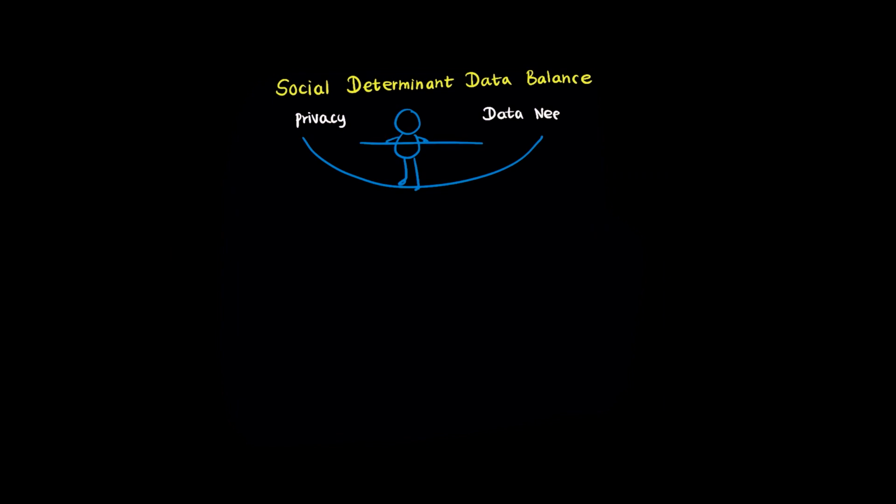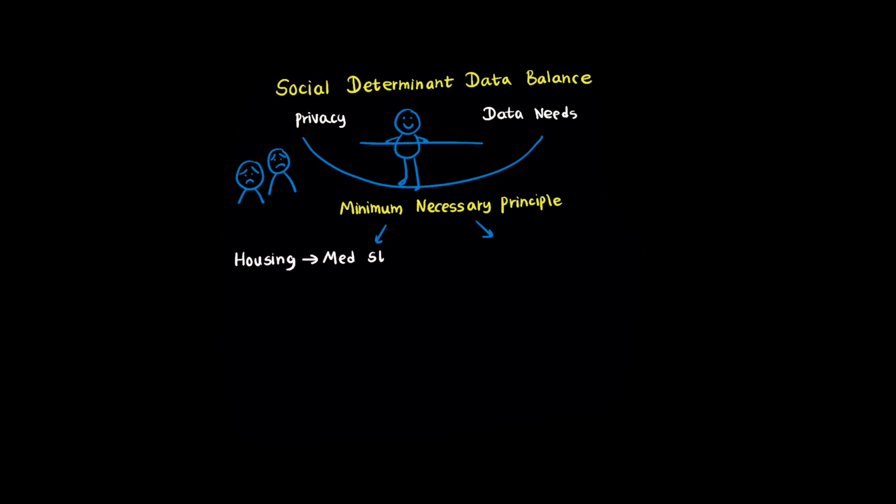Collecting social determinant data for population health walks a tightrope between comprehensiveness and privacy. Collecting everything possible violates privacy and discourages participation. No collection prevents identifying crucial health barriers. Random selection gives unreliable data. The minimum necessary principle strikes the perfect balance. It's like a doctor asking only relevant questions during an exam.